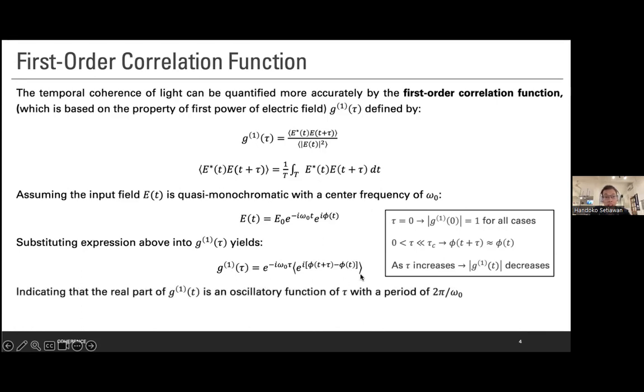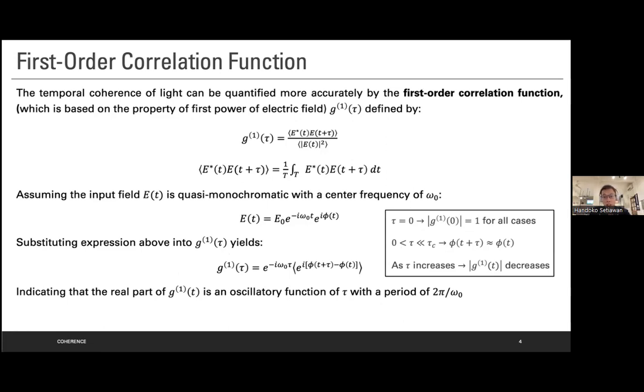This indicates that the real part of G itself is an oscillatory function, as we can see from the first part of the equation of G. The real part is just an oscillatory function of tau with a period of 2 pi over omega naught. If we want to derive it, we can use the Euler formula and take the cosine part as the real part. And from the equation of G, when tau is precisely equal to 0, of course G will be equal to 1 for all cases, because it means there is no time delay at all, and the light is perfectly coherent with itself.